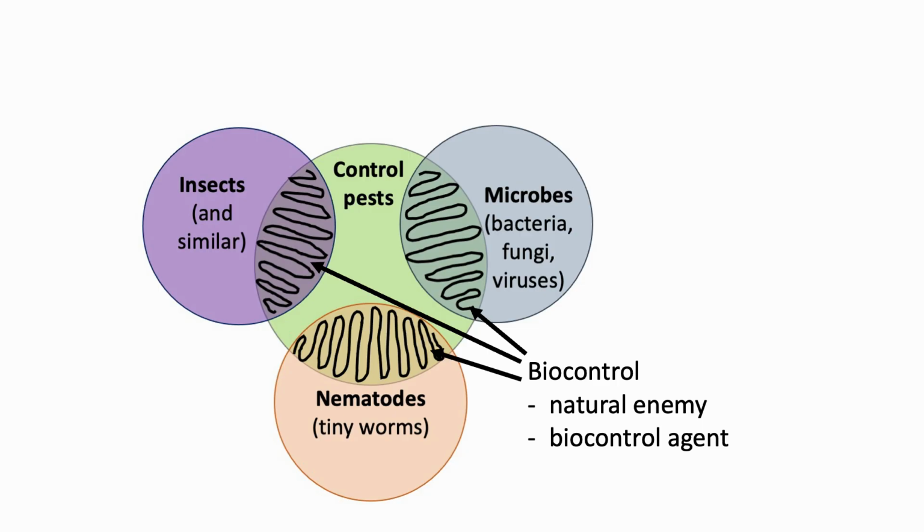Biocontrol happens where the green pest control circle overlaps each of these other three circles: insects, nematodes, and microbes. These overlap zones are where natural enemies or biocontrol agents are helping us with pest control.